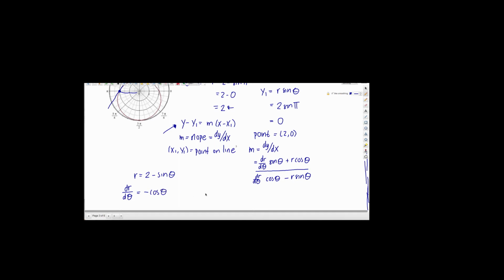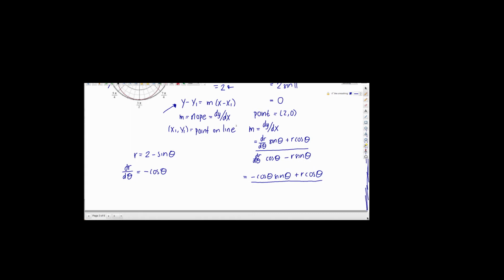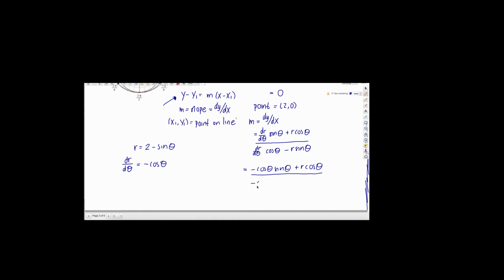So we just get minus cosine theta. So plugging that in, we're getting minus cosine theta sine theta plus r cosine theta, all over, again, our dr d theta was minus cosine theta, so now I get minus cosine squared theta minus r sine theta. And now finally we wanted this at the specific point where theta was equal to pi, and we figured out that r is equal to 2 at that point.